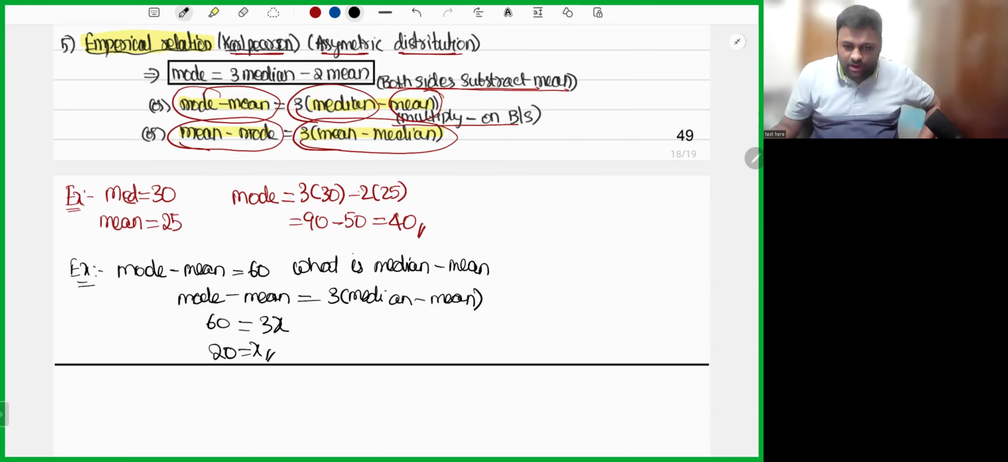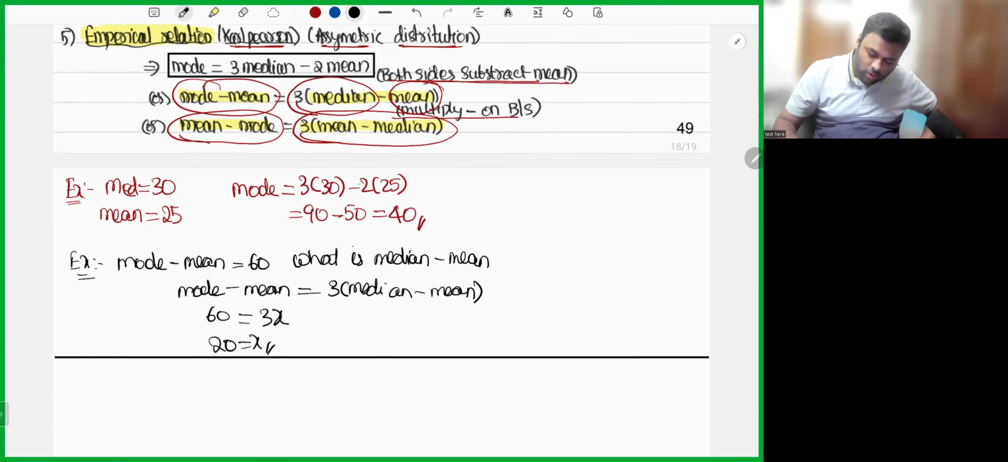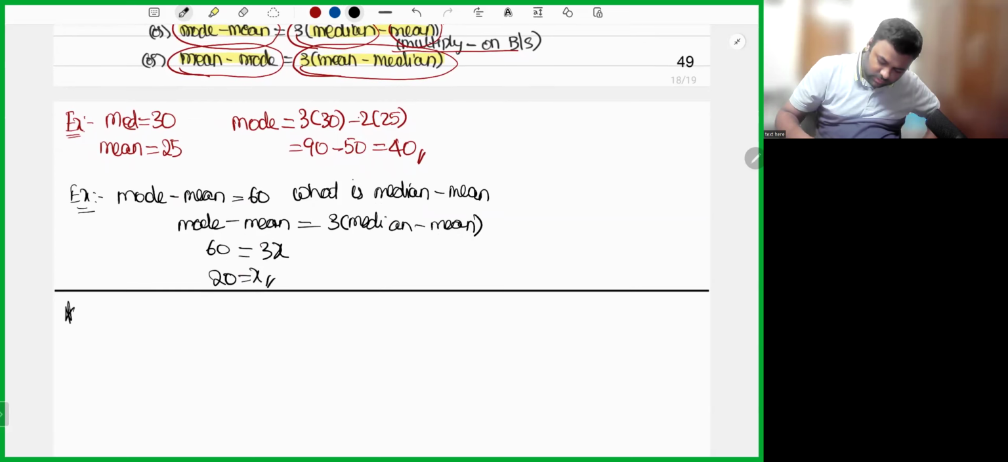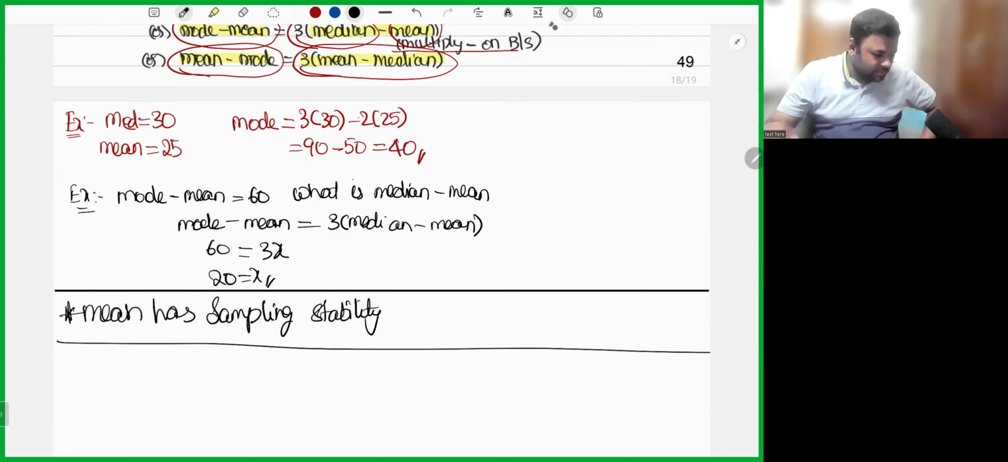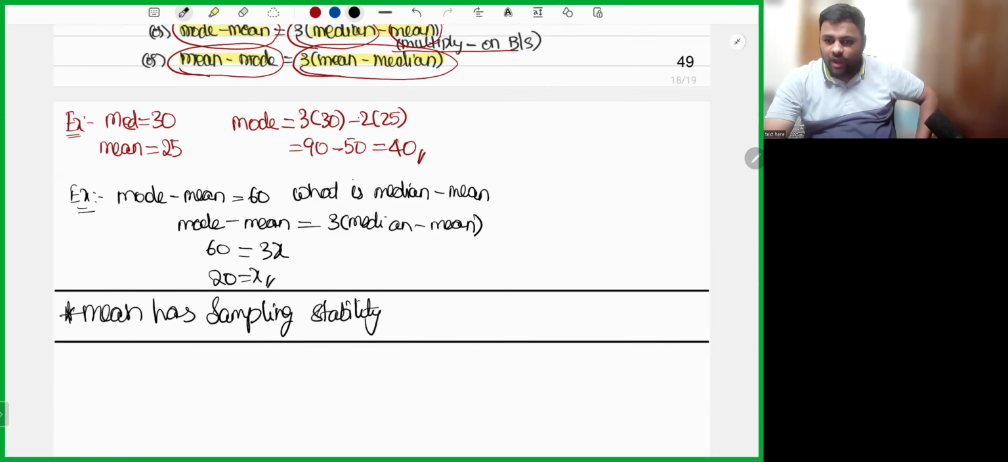Since sampling theory is introduced in the syllabus, remember this one small point. Mean has sampling stability. I'll explain this when I explain sampling theory, not now. Fine, everybody. That's all regarding central tendency. We are done with the central tendency chapter. Simple chapter.